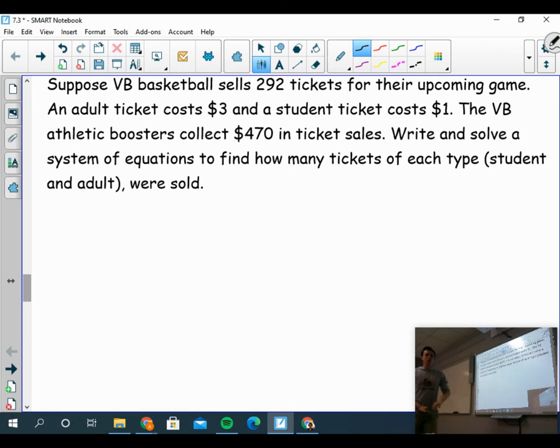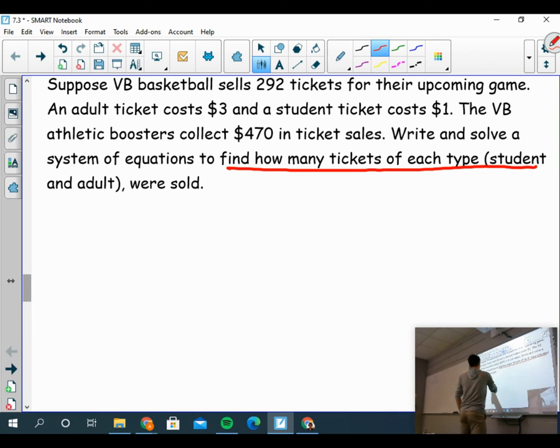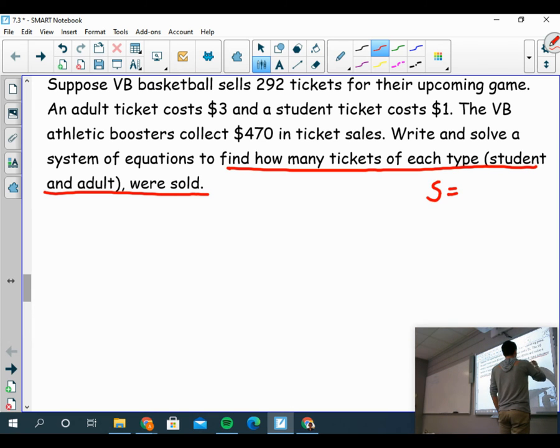We need to write and solve a system of equations to find out how many tickets of each type were sold. Okay? Well, automatically off the bat, I'm not sure how many tickets of each type are sold. It's what I'm asked to find. So I would go ahead and set a variable for the number of student tickets. Maybe I say A is the number of adult tickets.